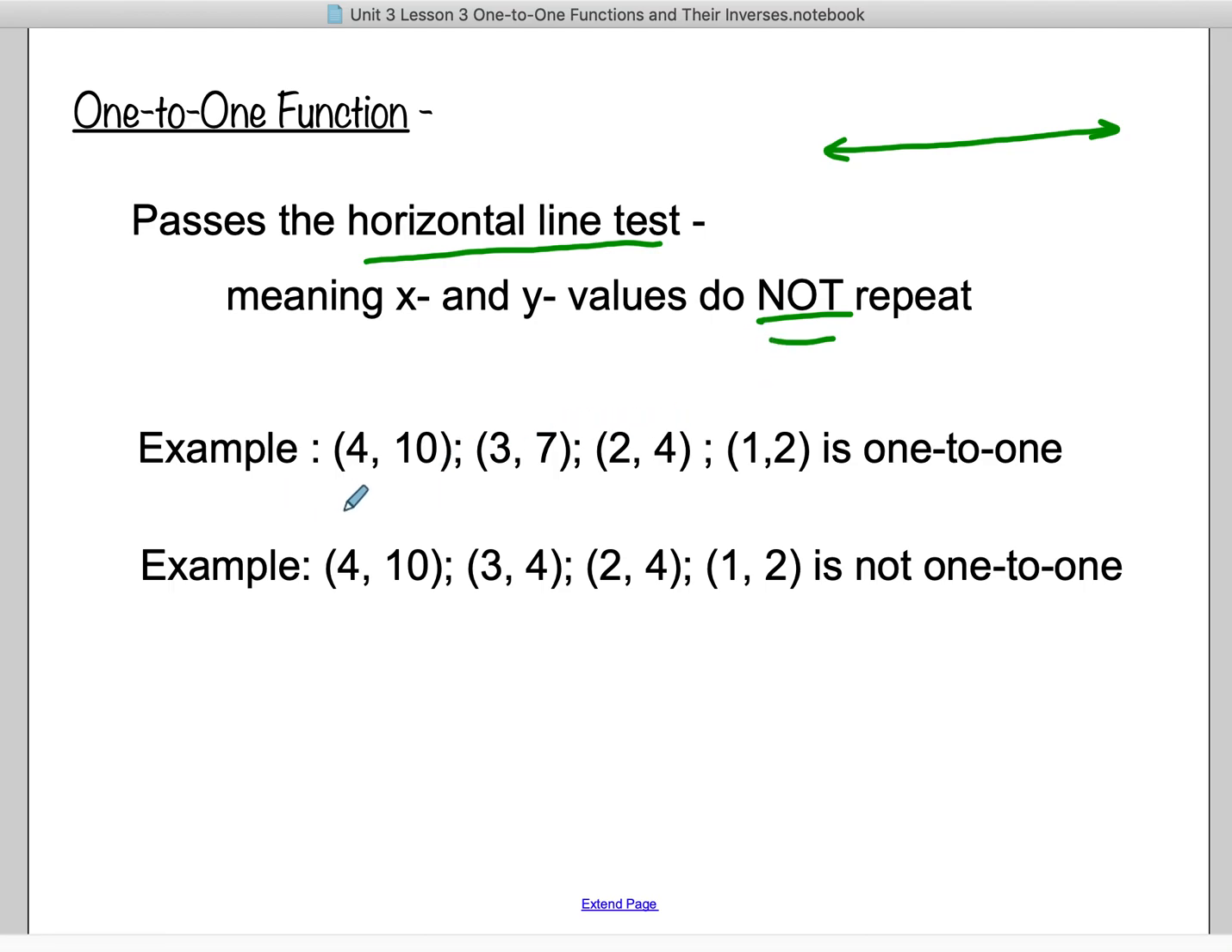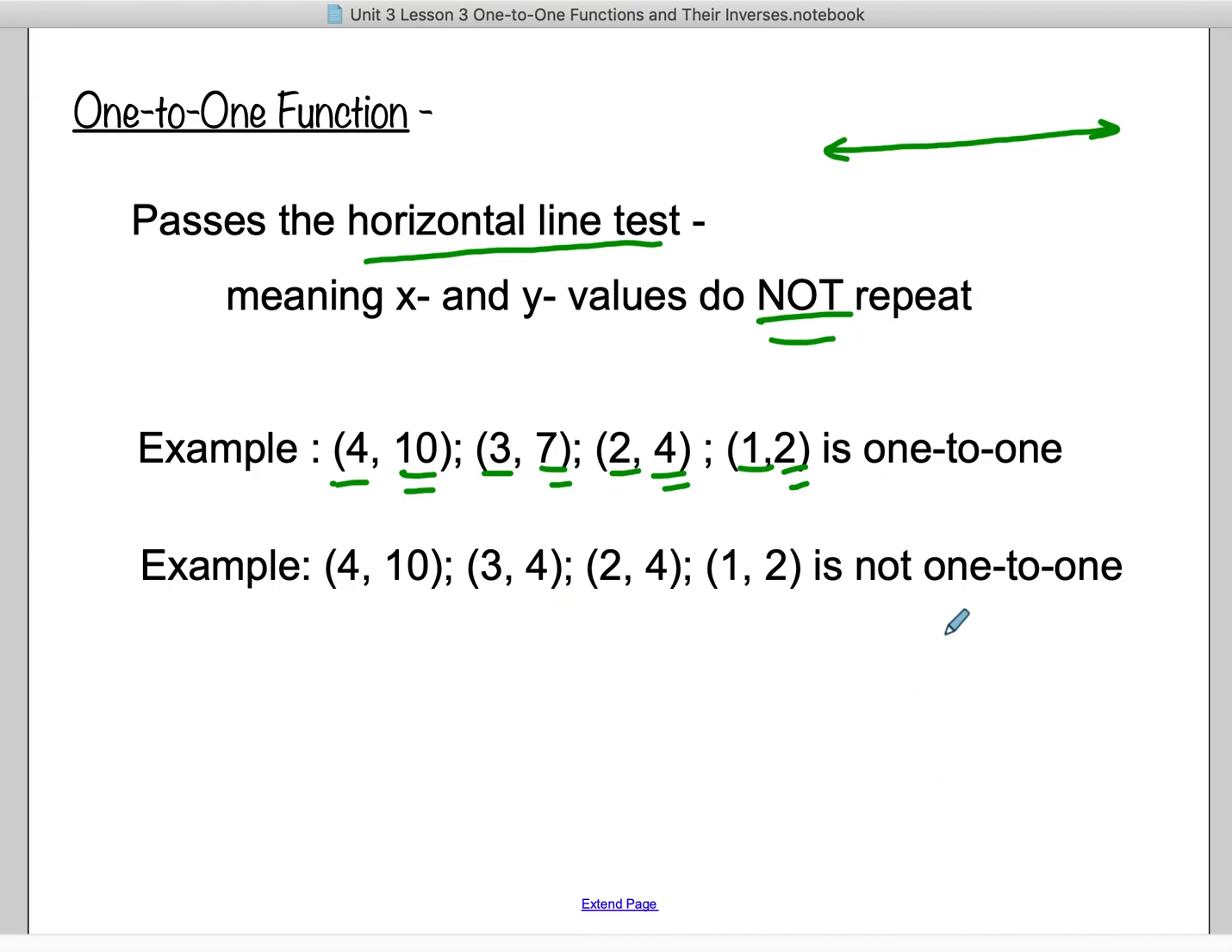Here's a little example. This is an example of a one-to-one function. The reason being, my x values, I got 4, 3, 2, 1. None of those repeat. And then if I look at my y values, none of those are the same either. So that is a one-to-one function. No x values repeat or y values repeat.